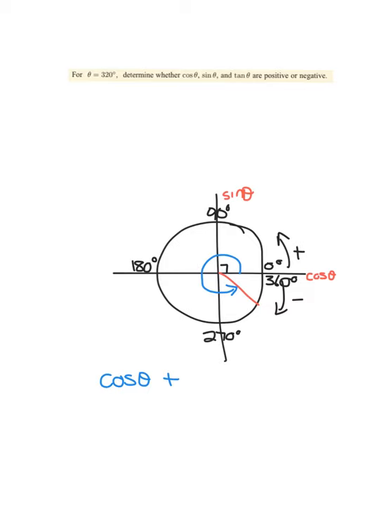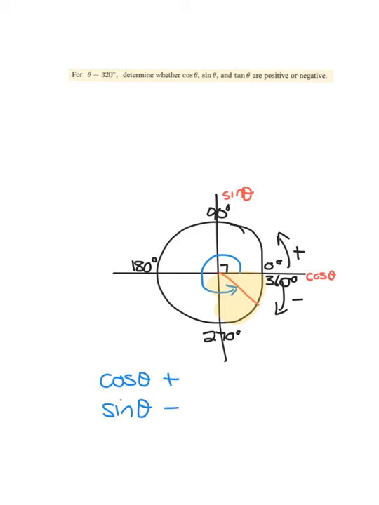Now, similarly, with sine theta, we think, well, sine theta, that's y. So if I looked at this little bit here, is y positive or negative? Y is negative. Therefore, sine theta must also be negative. So sine theta is negative.